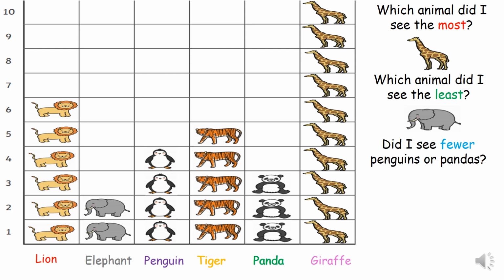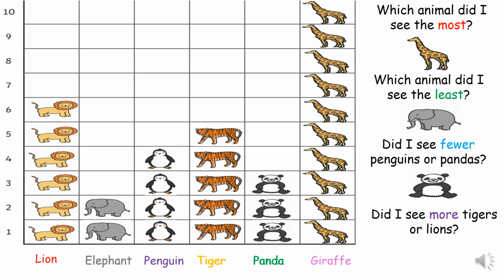So did I see fewer penguins or pandas? So now we need to just look at the number of penguins, and we need to look at the number of pandas. Which did we see fewer? Fewer is another word for less. Good, we saw fewer pandas because we saw 3 pandas and we saw 4 penguins, and 3 is a smaller number than 4.